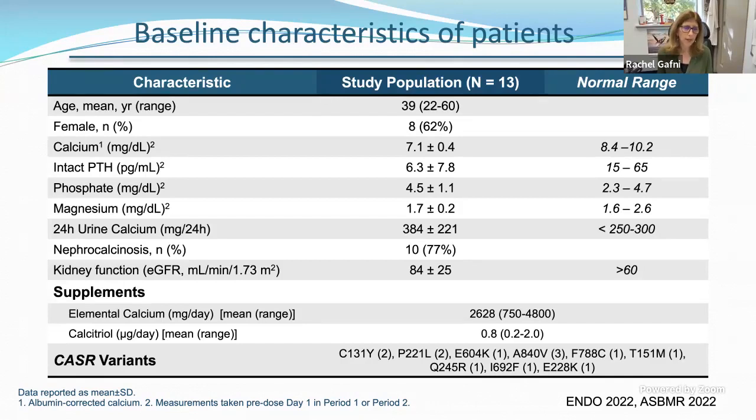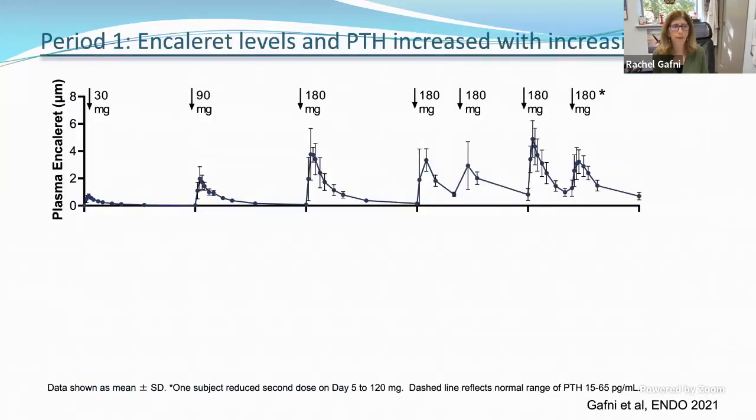They were all on calcium and calcitriol in pretty typical doses throughout the day, and their genetic testing showed 9 different calcium sensing receptor variants.